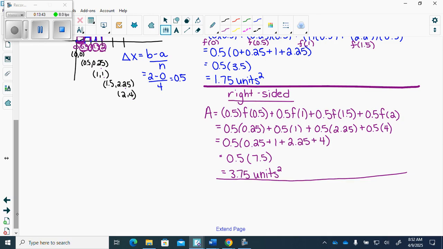So midpoint I'm going to draw separately just so that we can, actually, because midpoint gets a little more dicey. So we have 0, 0.5, 1, 1.5, and 2.